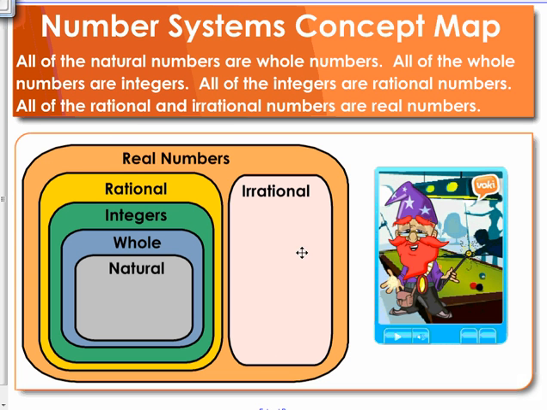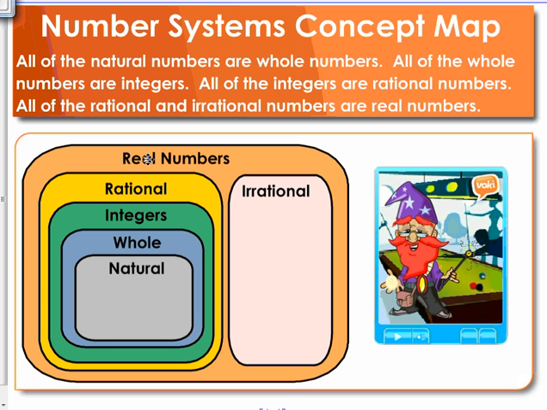Irrational numbers are out there on their own. However, rational numbers have some subgroups. So for example, we have natural numbers, and natural numbers are also considered whole numbers. And whole numbers are also considered integers. Integers are also considered rational numbers, and rational numbers are also considered real numbers.